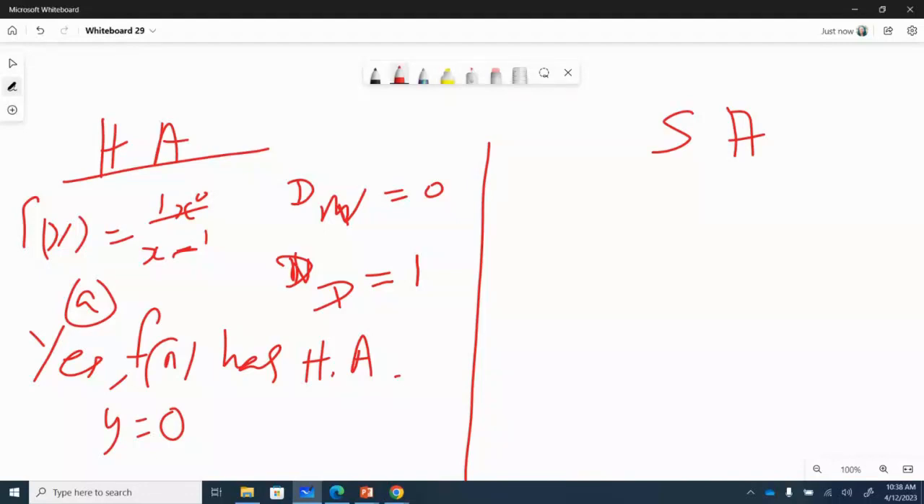By looking at the graph, if I equate the denominator to 0 and solve it, x equal to 1 is a vertical asymptote. Do you agree? Okay.